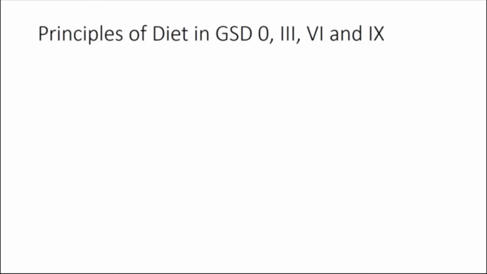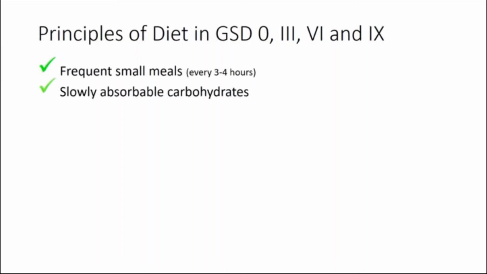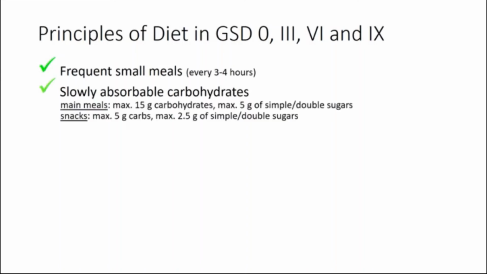The optimal diet in GSD 0, 3, 6, and 9 is frequent small meals. Usually, I would recommend 3 main meals and some 3 or 4 snacks in between. Try to find slowly absorbable carbohydrates. For a main meal, you should limit your carbohydrates to 15 grams with a max of 5 grams of simple sugars. With the snacks, it is even less.